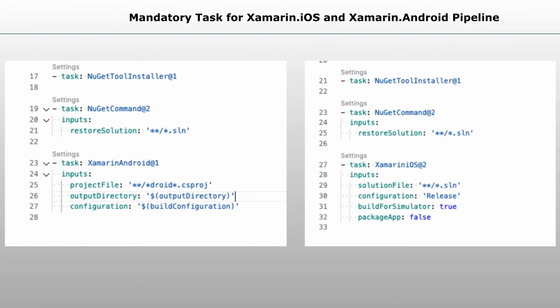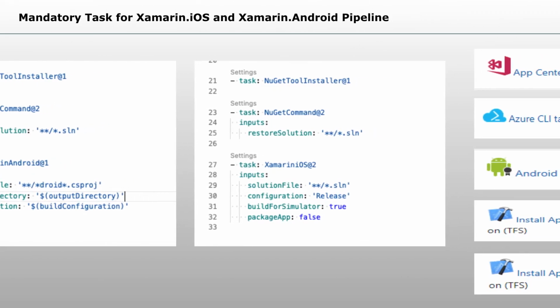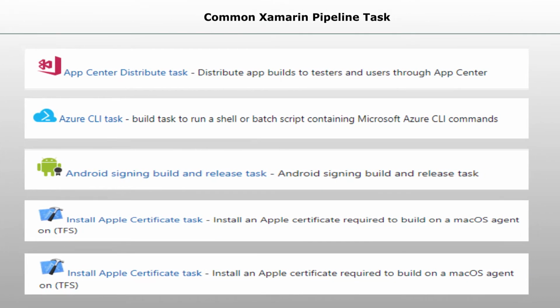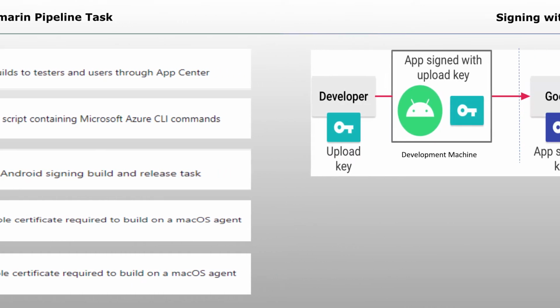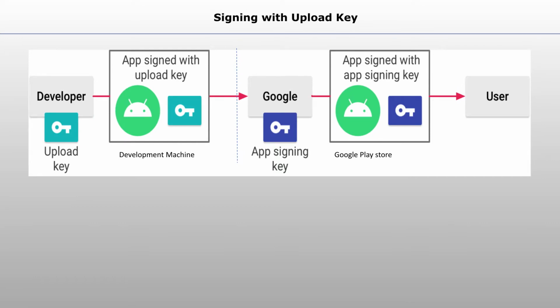Then we will compare the pipeline for Azure and Android with the basic tasks. Then we will talk about the major important pipeline tasks for Xamarin Android and Xamarin iOS, which will help you understand what kind of sequence to have.